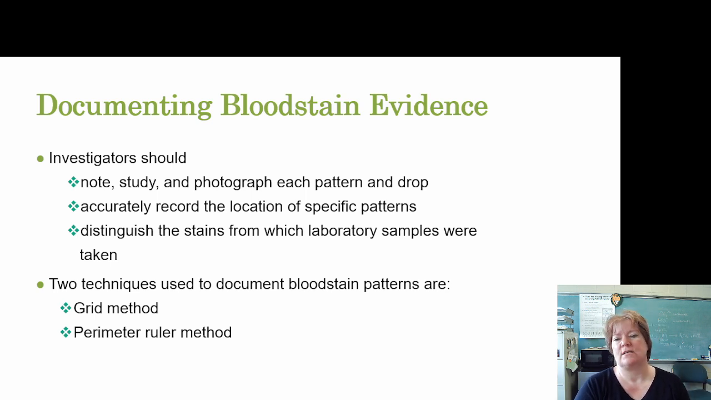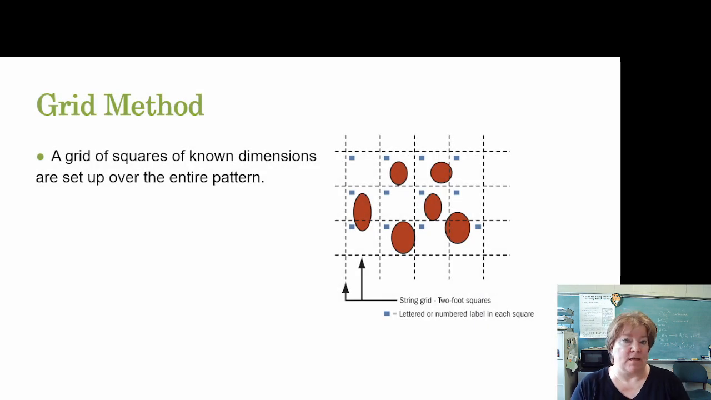The two techniques are the grid method and the perimeter method. In the grid method, a grid is drawn. The grid has to be of known dimensions, so it might be 1 foot squares, it might be 4-inch squares. You make a grid pattern of known dimension, place it over the pattern, and then a photograph is taken. Now you can identify the individual bloodstains by where they are in the grid.